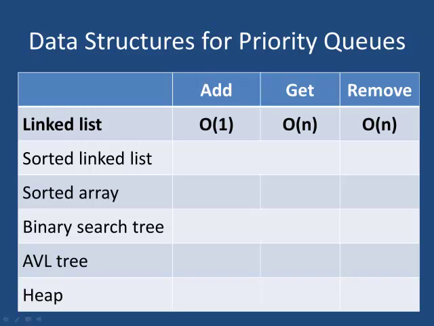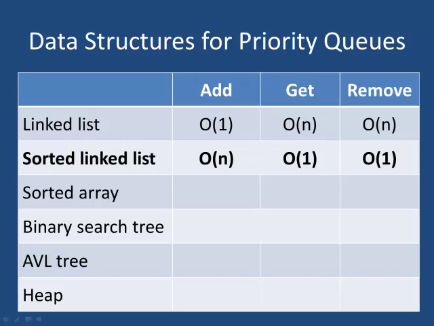If a linked list is used, we can add a new element at the head, for example. Then the add operation can be done in constant time. For the get operation, we need to find the element with highest priority first. Since it can be in any position, the entire linked list has to be traversed to find that element. Hence, the time complexity of the get operation is O of n. Similarly, we need to find the element with highest priority first for the remove operation, and then it needs to be removed from the linked list. This is also linear in the number of elements in the linked list.